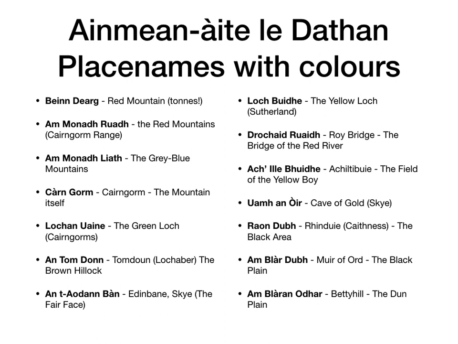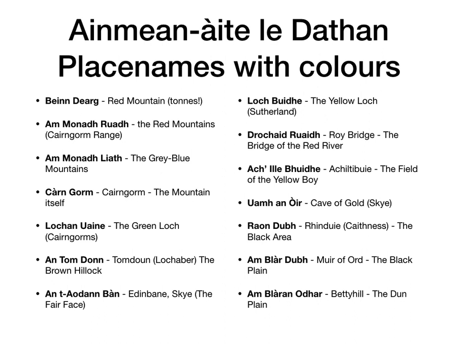A very interesting thing for those of you who are also mountain climbers, there is no such thing as the Red Cuillin in Skye. There's only the Cuillin, the Black Cuillin, but it's just the Cuillin. They are called in Gaelic the Beanntan Dearga, the Red Hills. Anyway, carry on. There's Lochan Uaine, the Green Lochan in the Cairngorms, and Tom Donn, the Brown Hillock, Tomdoun in Lochaber, and Eadan Bàn, the Fair Face, in Skye. You have Loch Buidhe up in Sutherland, the Yellow Loch.